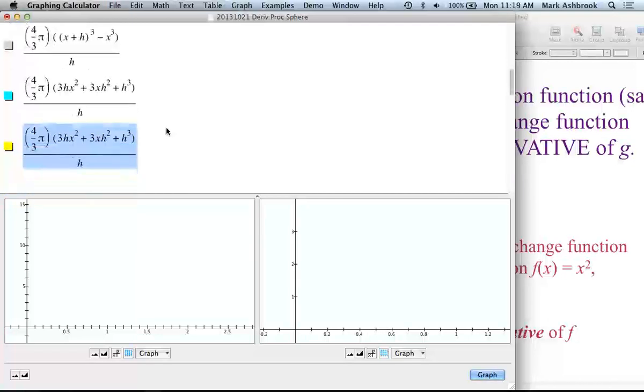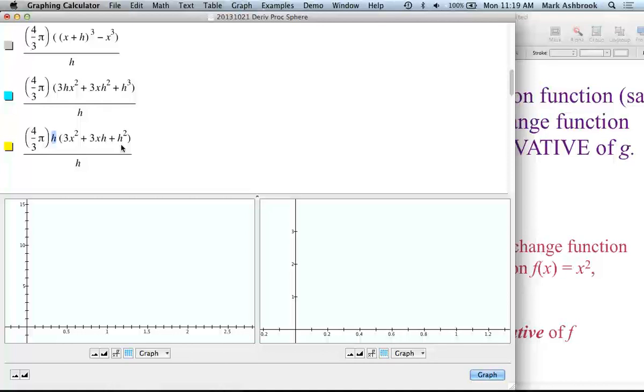All right. So in order to get the algebra, this is our problem, right? h getting small means 0 in the denominator. So you can just grab the h, like we did before. There's a little hand. Grab the h, slide it over, and it comes out. It factors out of all three terms.